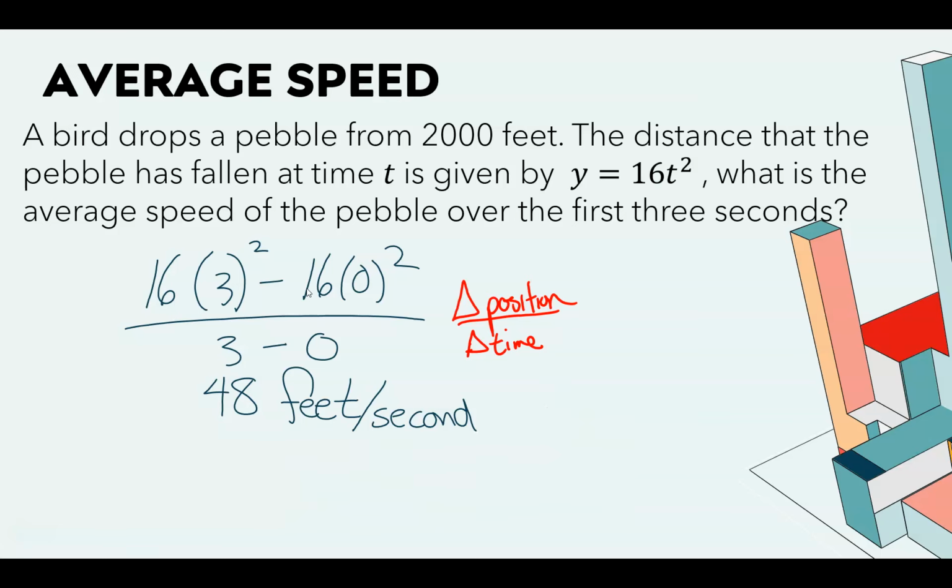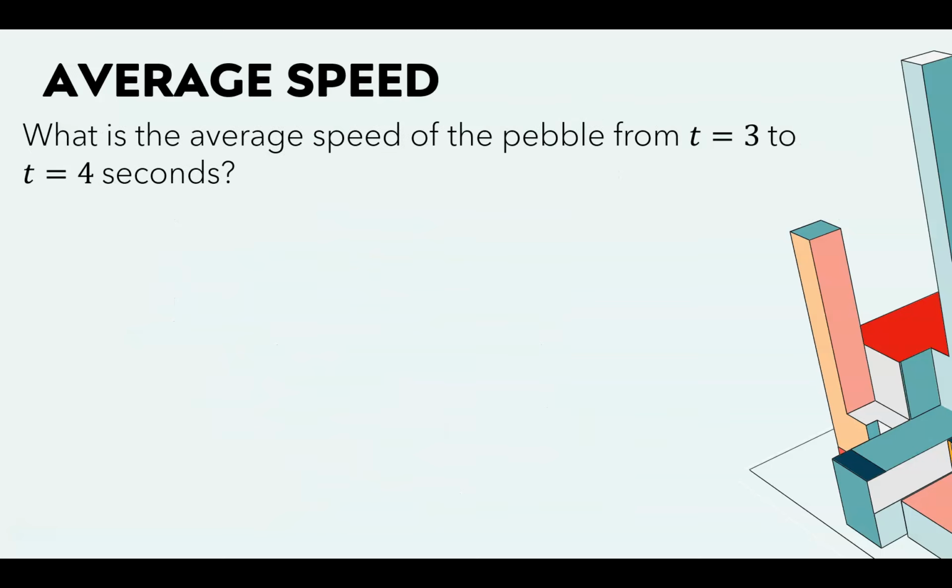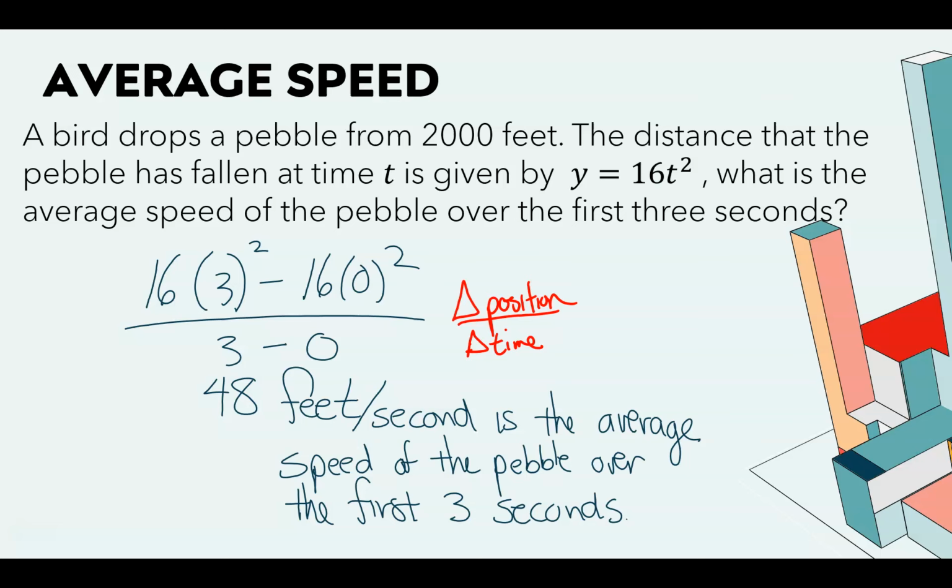Don't forget to always give context if you can. If you can get in the habit of always redefining your answers in terms of the context of the problem, you're going to have a much more straightforward year. So we're going to say 48 feet per second is the average speed of the pebble over the first 3 seconds. So same pebble, and if you're following along and want to do this with me, you may want to write down y equals 16t squared. We're going to keep using this.